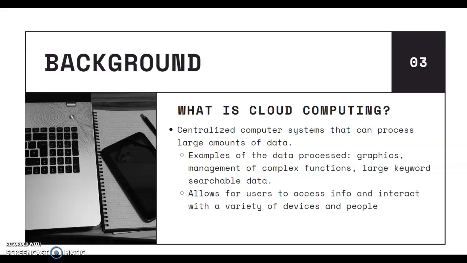Centralized computer systems that can process large amounts of data. Examples of the data processed: graphics, management of complex functions, large, searchable data. It allows users to access information and interact with a variety of devices and people. So you can be working on something at work, then come home and pull it up on a totally different computer, and you'll still be able to get to it.